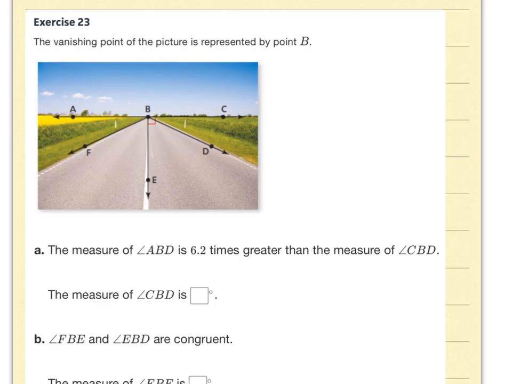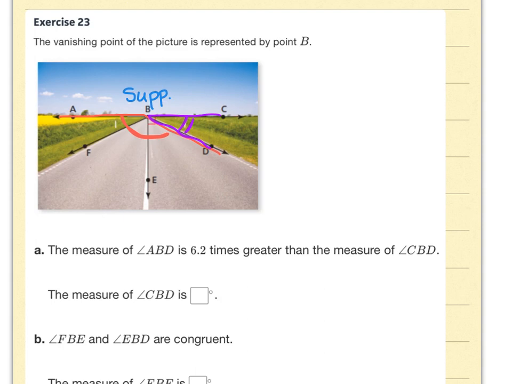Number 23 says the vanishing point of a picture is represented by point B, the measure of angle ABD. ABD, I better mark that so I know which one that is. ABD, A to B to D, this angle here, is 6.2 times greater than the measure of angle CBD. CBD is this one right here, C to B to D. Wants me to find the measure of angle CBD. So I know that together, these two angles, the red one that I drew and the purple one that I drew, are supplementary. I know that because they sit on a straight angle. Angle ABC is a straight line. So together, they'll form that straight 180-degree angle.